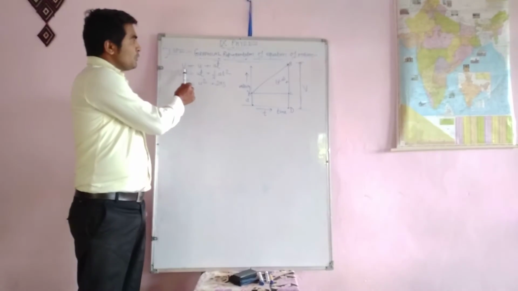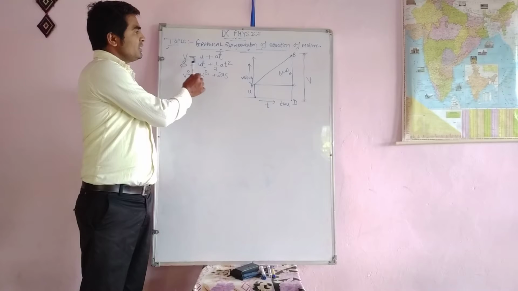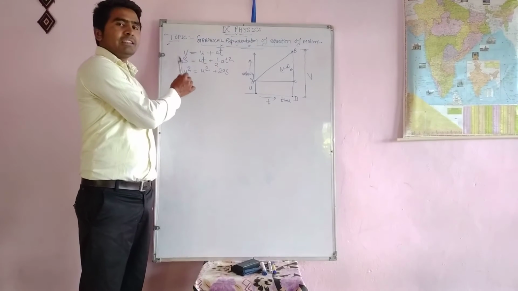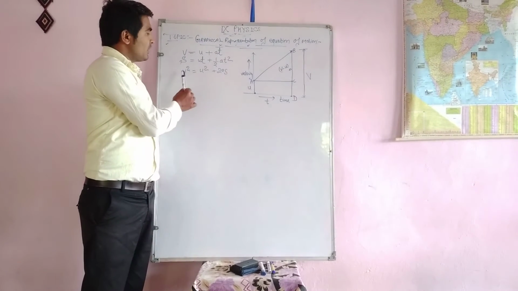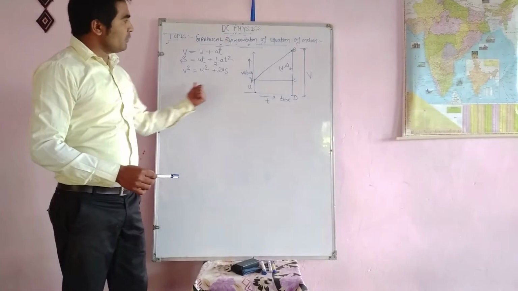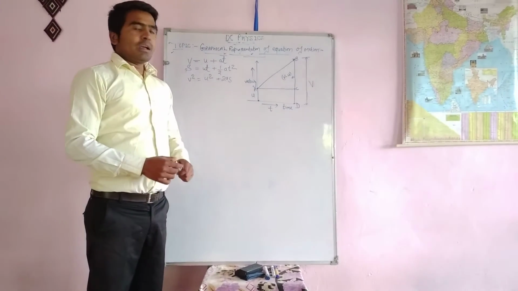These are the equations of motion. The first equation is v = u + at. The second is s = ut + 1/2 at². And the third is v² = u² + 2as. We can prove these equations with the help of a graph.